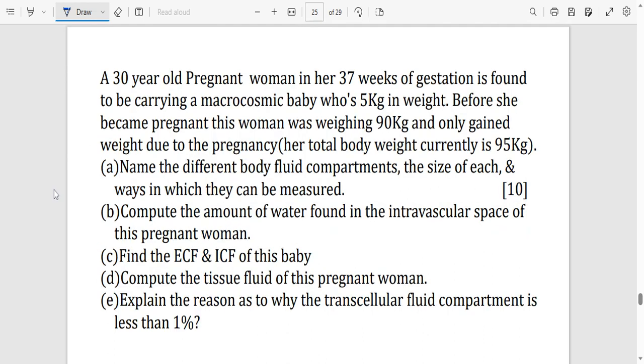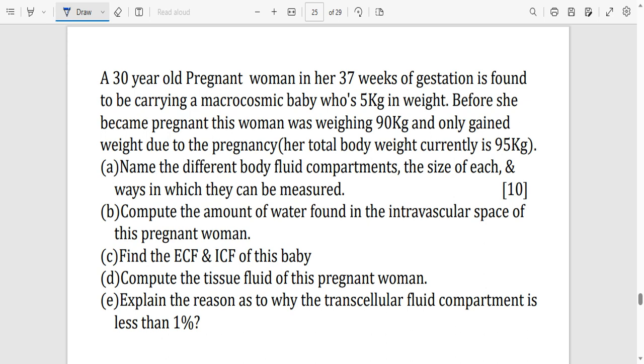Okay. Now let's consider this question. A 30-year-old pregnant woman at 37 weeks of gestation is found to be carrying a macrosomic baby who is 5 kg in weight. Before she became pregnant, this woman was weighing 90 kg and only gained weight due to the pregnancy. Her total body weight currently is 95 kg. We can, of course, even calculate. The baby is 5 kg and then she's 90, so that would be 95 kg.